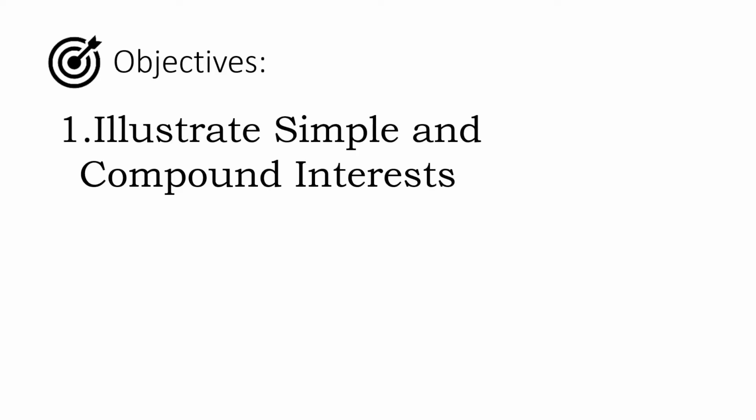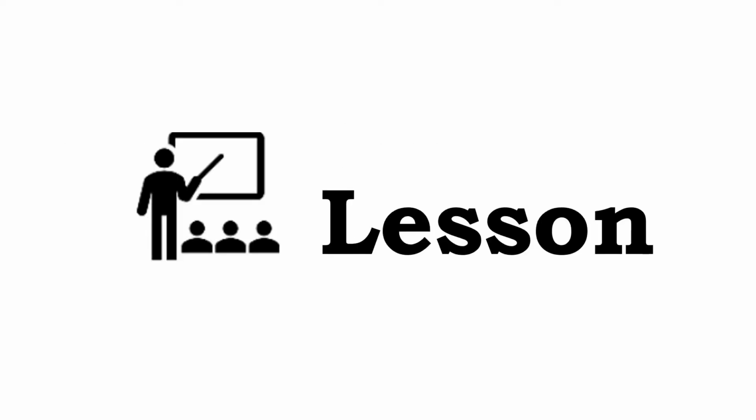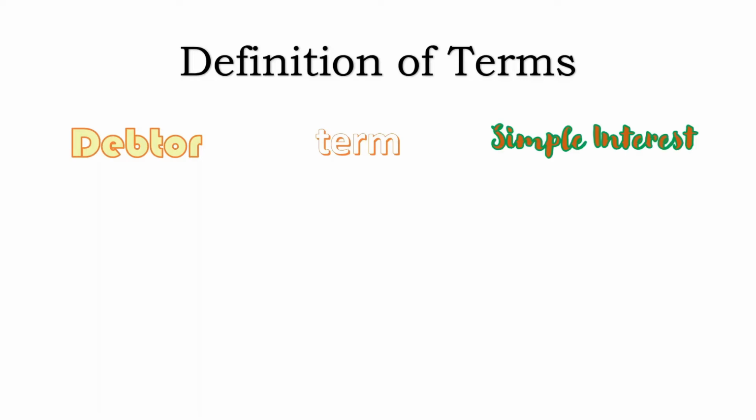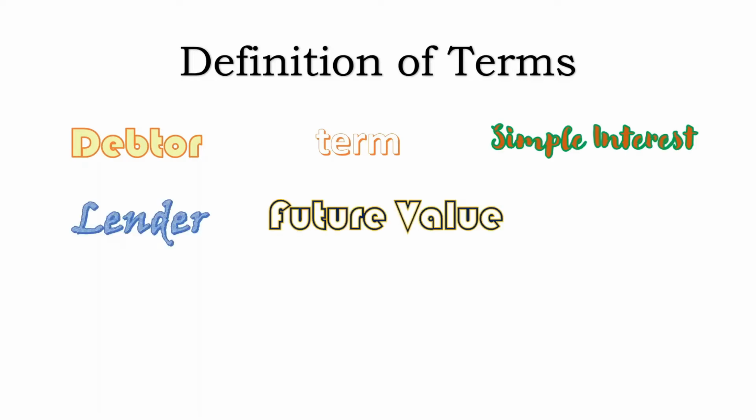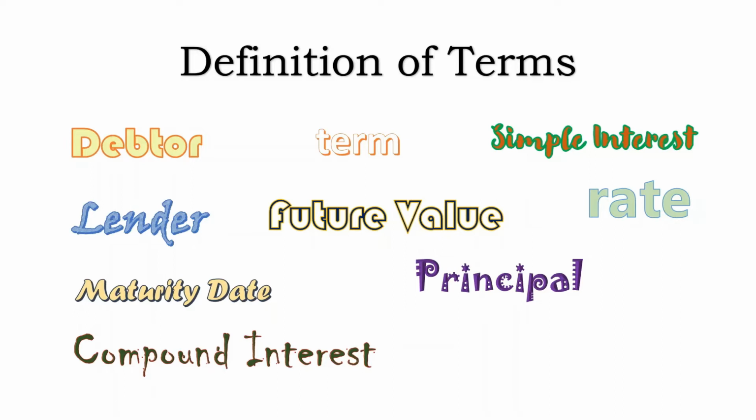To begin, let us present the objectives of this lesson. 1. Illustrate simple and compound interest. And 2. Distinguish simple and compound interest. Let us now proceed to the lesson proper. There are terms that we have to define for an easy understanding of this topic. These terms are the following: debtor, term, simple interest, lender, future value, rate, maturity date, principal, compound interest, origin, and interest. We will be defining each of these terms.